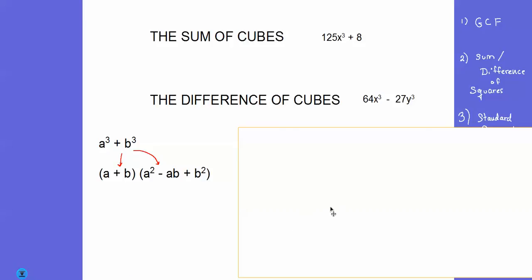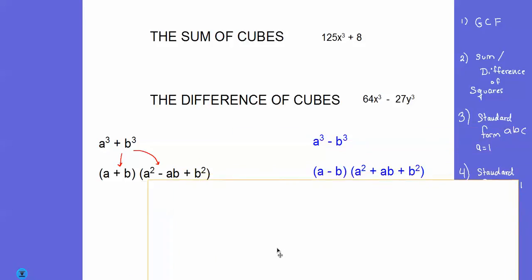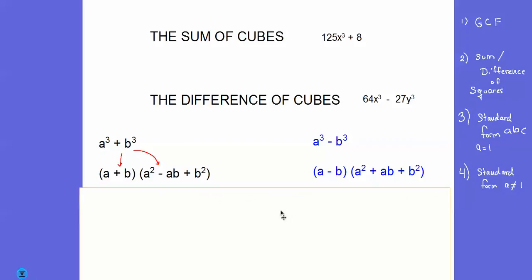I want to compare that with the difference of cubes pattern. It's going to be exactly the same. If you have the difference of cubes, it'll separate into two parts, a minus b, and then the pattern a squared plus ab plus b squared. In order to try to make it easier to memorize, I want to say that the entire pattern is the same except for two locations, here and here.